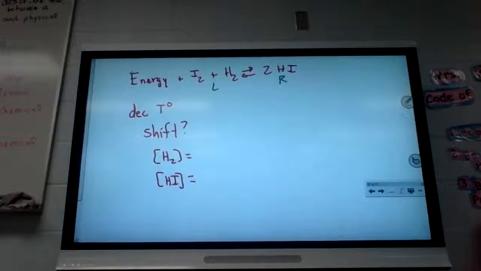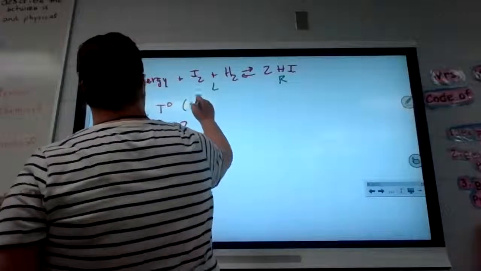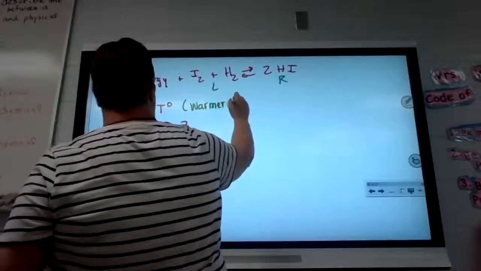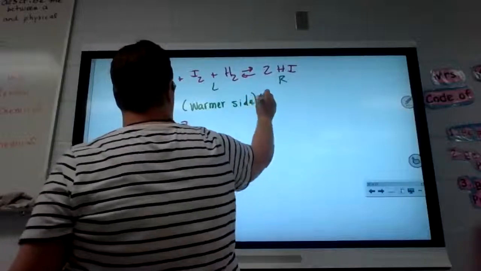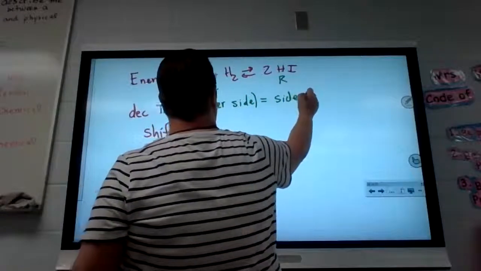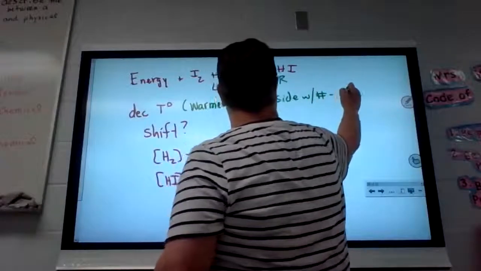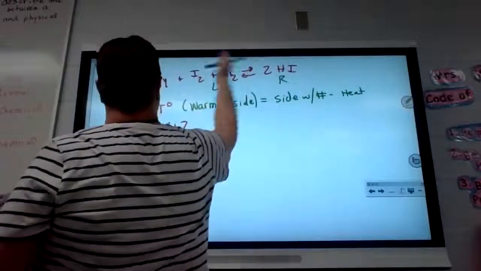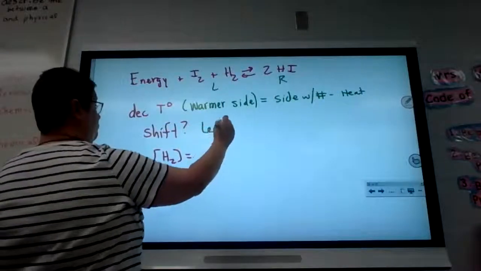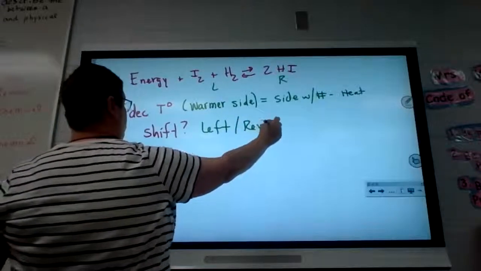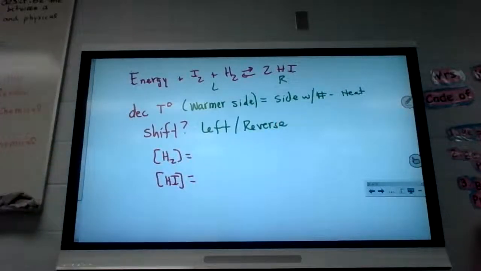All right, so if we look at the rule, what's the rule for decreasing temperature? Where does it go? To the warmer side. All right, so it has to go to the warmer side. That's the rule. So the warmer side is the side with the what? With the energy. That's right, the side with the energy. To the left. So, which side has that? Left. Energy left. Reverse. Okay, to the left or reverse? Okay, everybody with me on that?